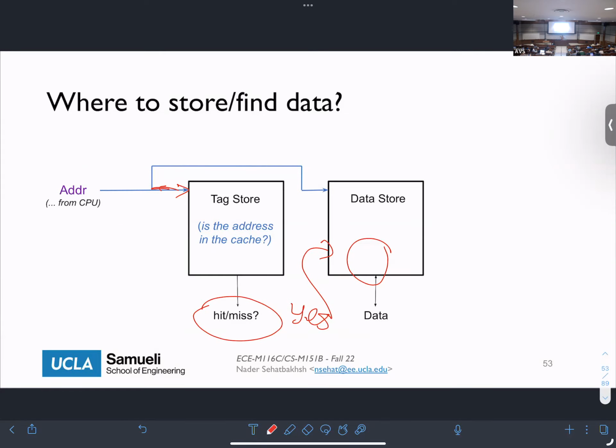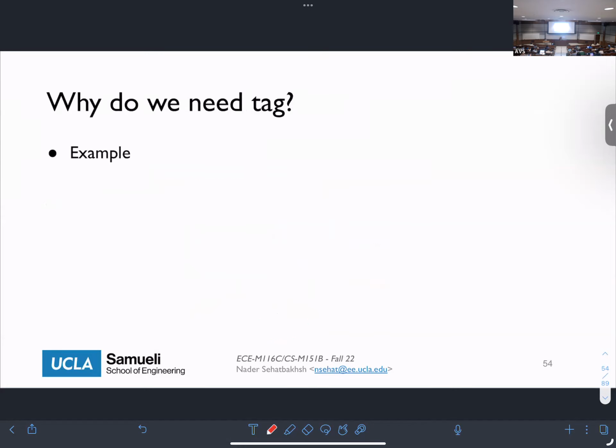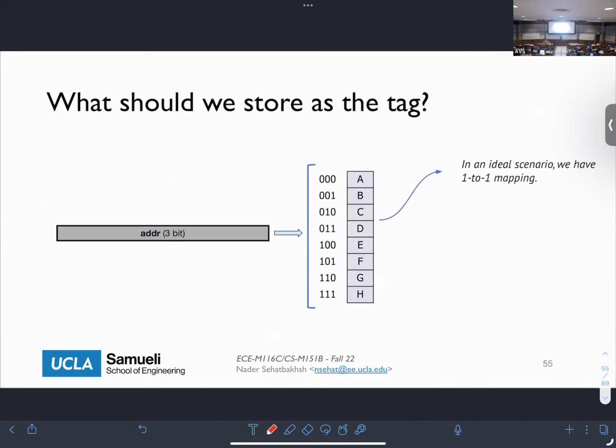If you remember for BTB, that was exactly what we did with BTB. We had some tags and we had some data, and we showed that these 2 together give us what we want. Okay, so you might ask, why do we need tag?